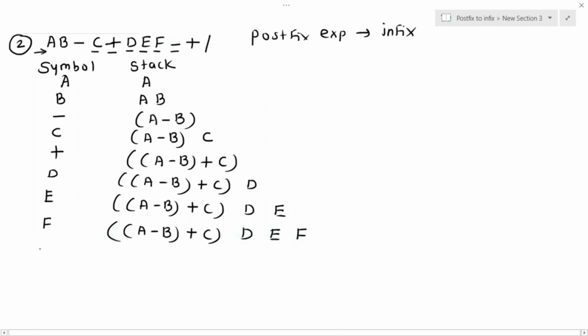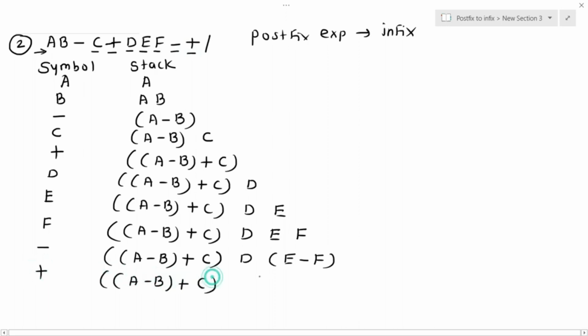The next symbol is minus. So this is as it is, A minus B plus C. Now the top of the stack is E and F. So here we have E minus F. Okay, the next symbol is plus. So first operand as it is, A minus B plus C.